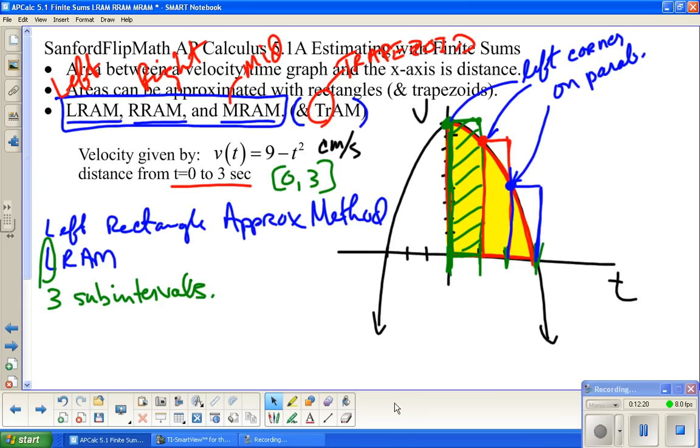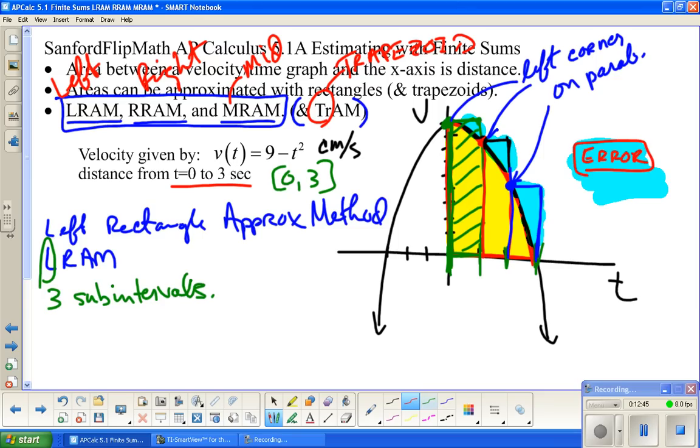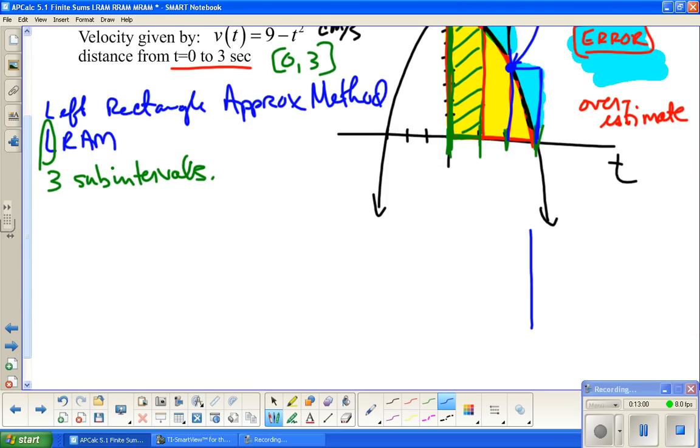Now, probably worth noting that when we get done finding this area, it's not going to be right. It's going to be an approximation. Okay, and the reason is, as you can probably tell from our little picture here, there's some stuff sticking out. So all of that stuff is error. We are going to overestimate the distance in the area this time, and that's because of the way the curve happens to be going. Okay, so just a quick little note here. Because it was decreasing there, the left RAM is an overestimate.